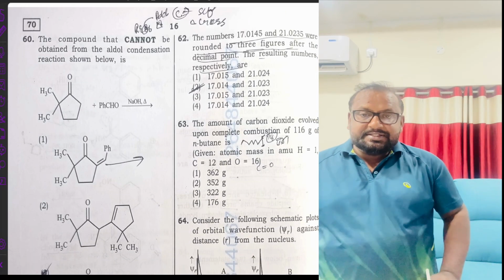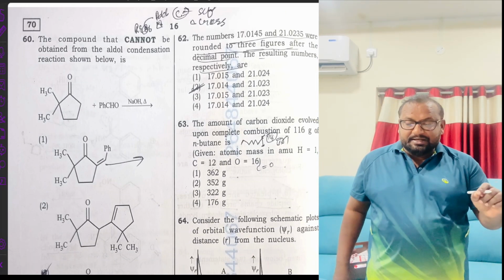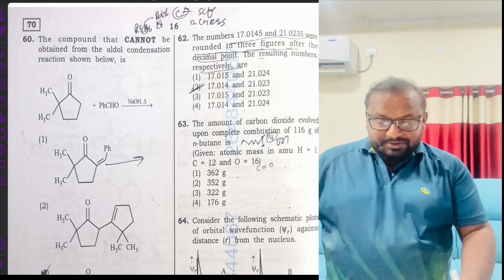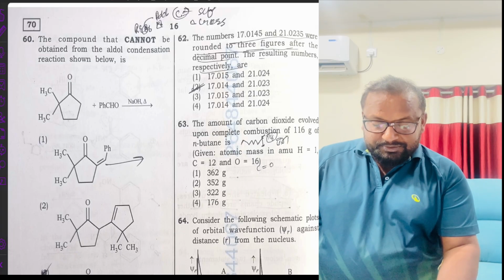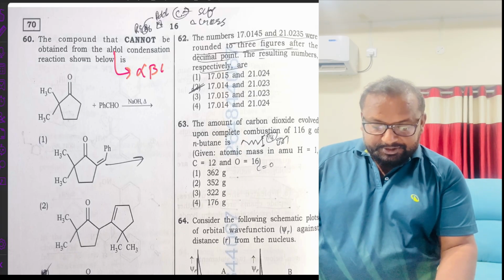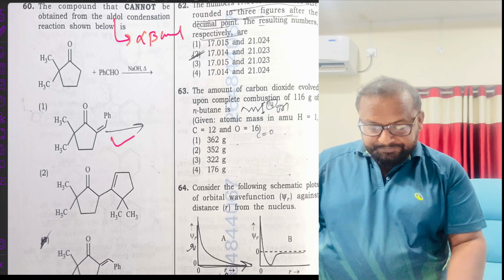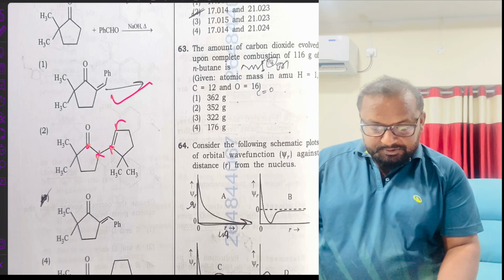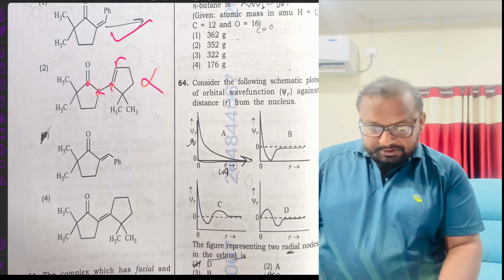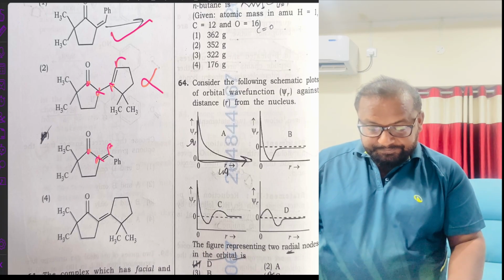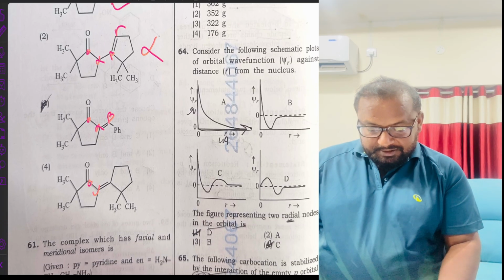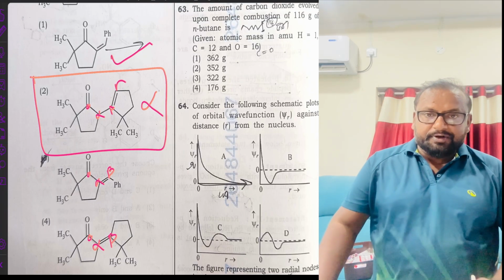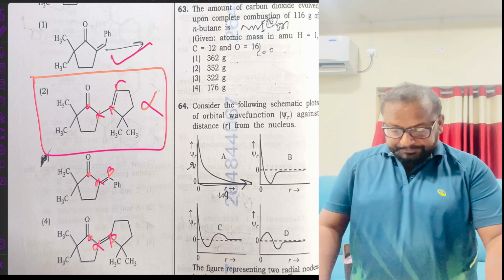Right. So 60th question. The compound that cannot be obtained by aldol condensation shown below. So everybody knows that aldol product is going to be alpha beta unsaturated product. This is alpha beta. In the functional group, this is alpha, this is beta, this is gamma. So this one looks incorrect. This is alpha and beta. This is also alpha beta. So second option is not been formed in this reaction.